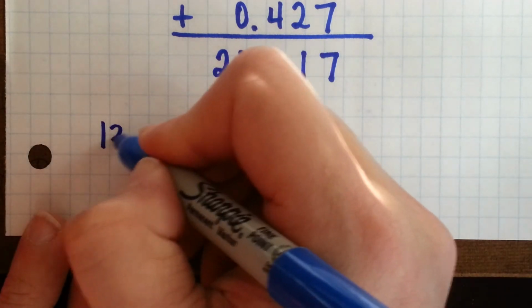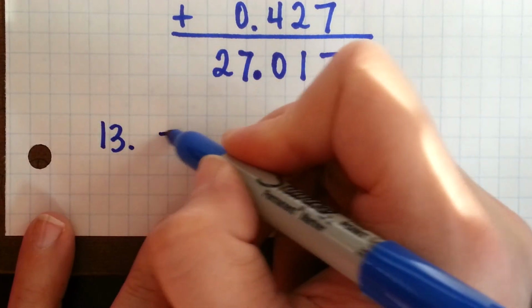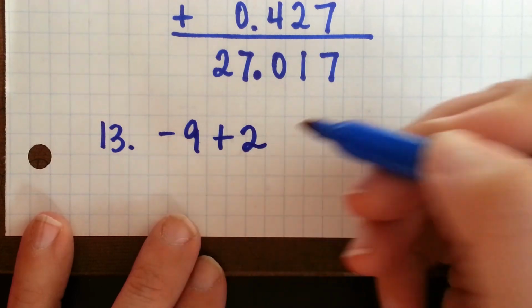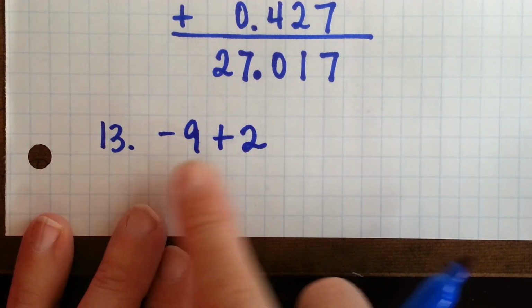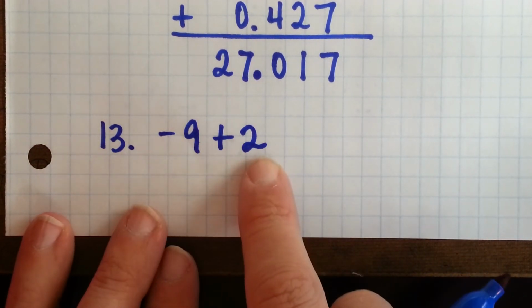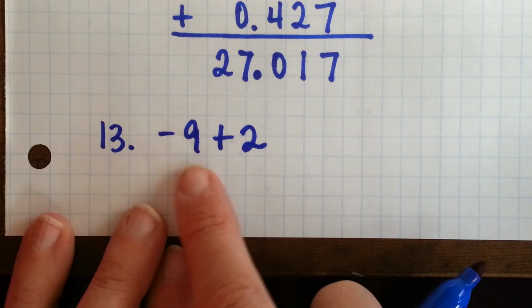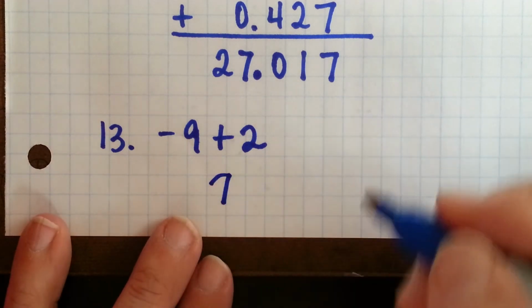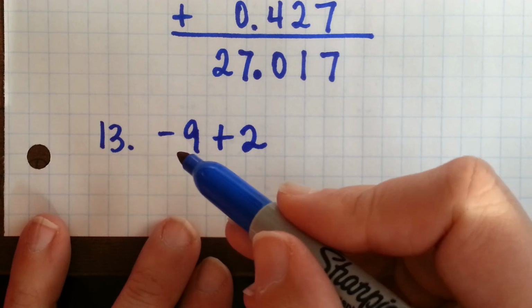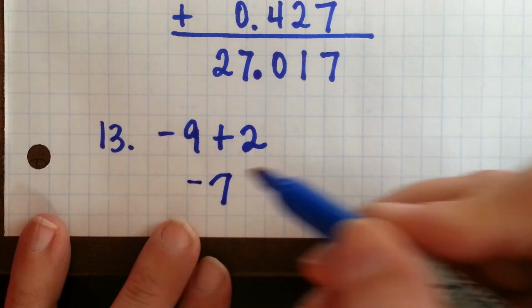For problem number 13, we have -9 plus 2. I have different signs. This one's negative, this one's positive, so I'm going to subtract. 9 minus 2 is 7. And if I kept the sign of the larger absolute value, I would keep the negative, so it would be -7.